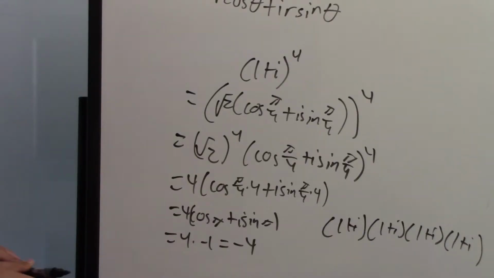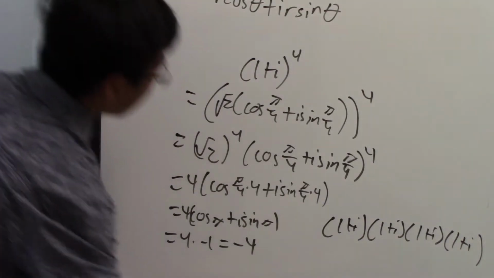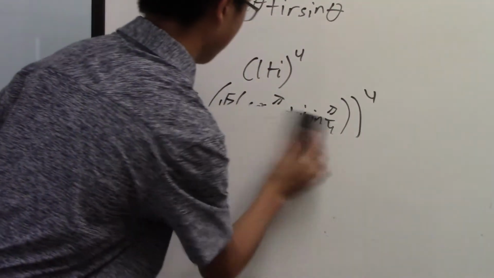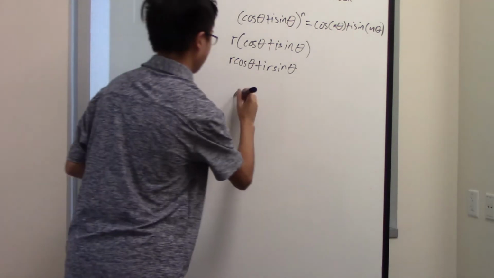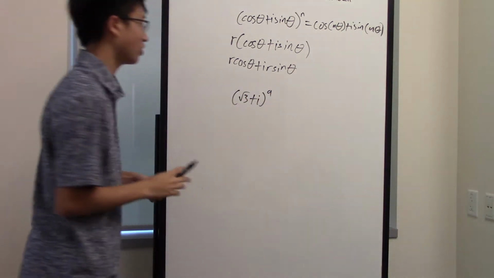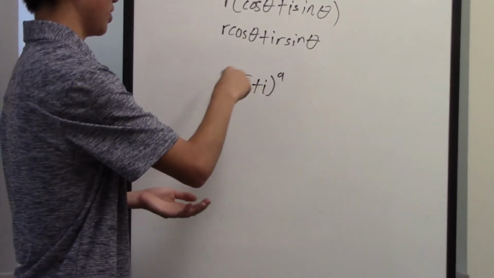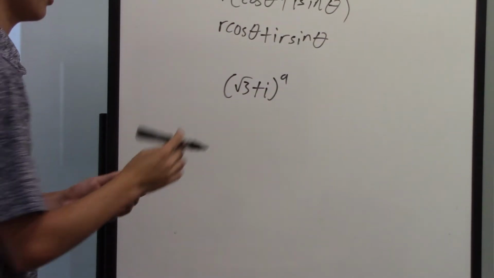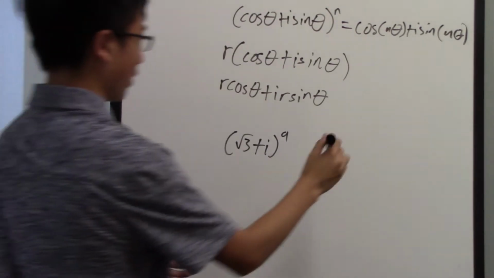Yeah, so I'm going to show you another example of using DeMoivre's formula to solve the power of a complex number using trigonometry. So let's take square root of 3 plus i to the power of 9. This is another example where the radius of this number is obviously not 1. So how do we find the polar form of this number? We can actually take a little shortcut.